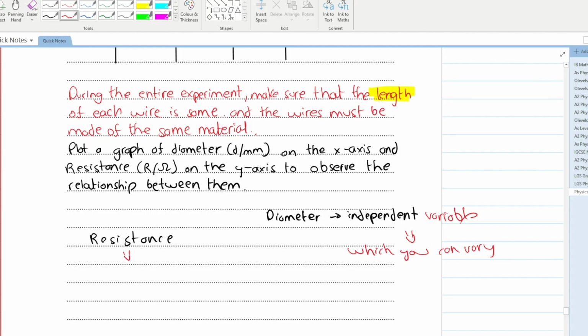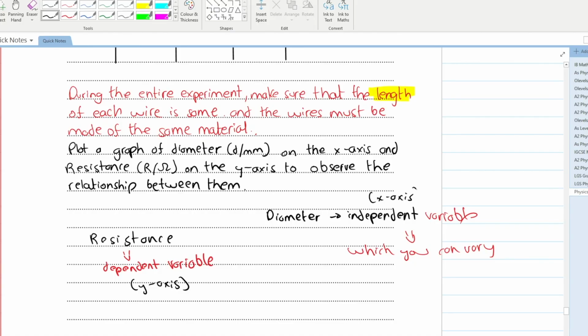What are dependent variables? Dependent variables are those variables in an experiment which vary due to the independent variable. See, independent variables are those variables which you vary. Dependent variables are those variables which change due to the changing of the independent variables. And always remember, dependent variables come on the y-axis and independent variables come on the x-axis.